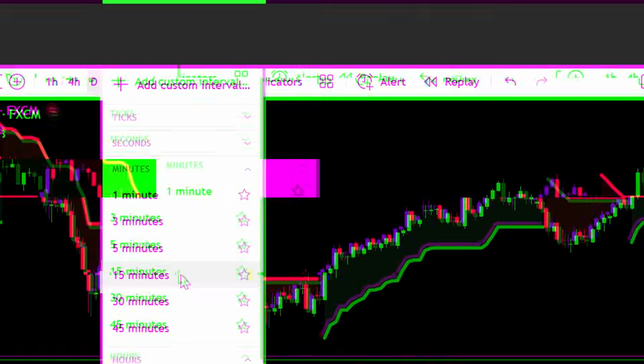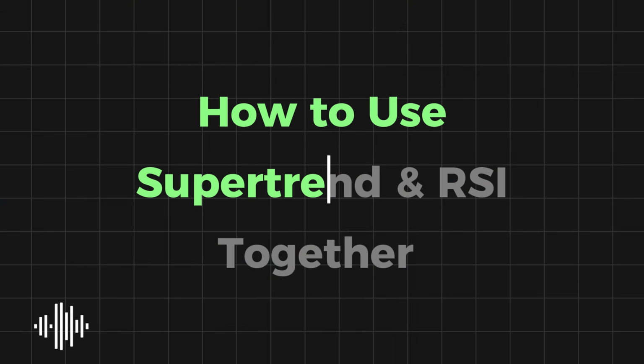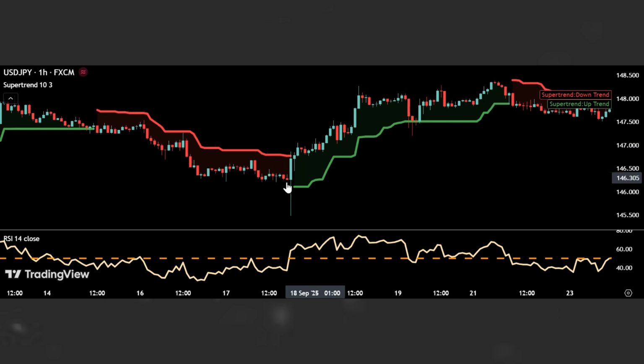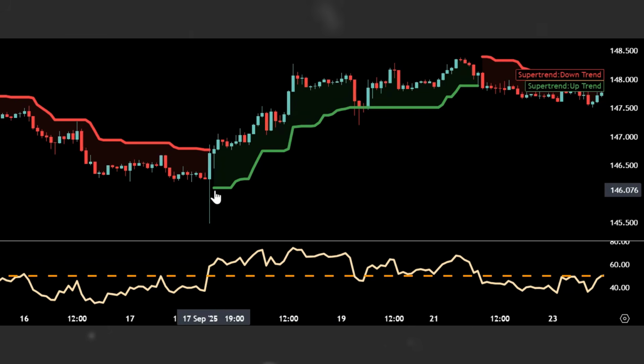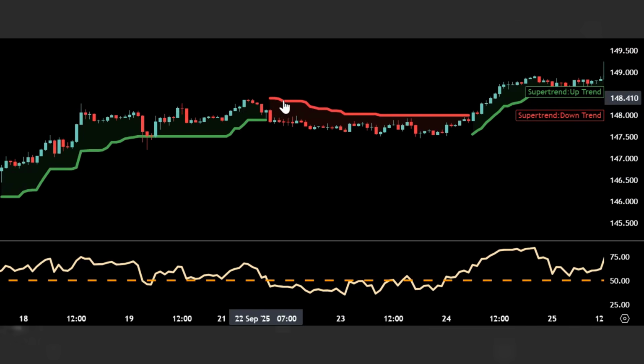How to use Supertrend and RSI together. The Supertrend indicator is very easy to read. It shows the trend direction and gives clear buy or sell signals. When the line turns green, it means a buy signal. When it turns red, it means a sell signal. This makes it simple for beginners to follow the trend.